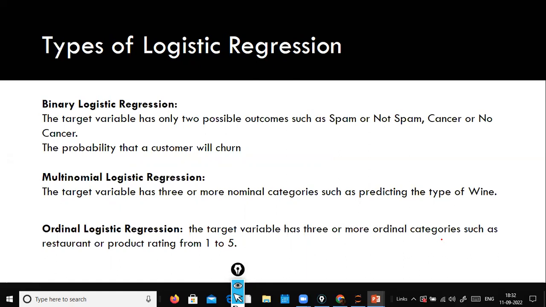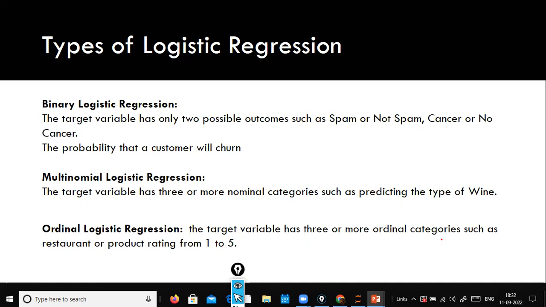Okay, for example, you want to predict the type of wine. Is it a red wine or the white one or some other thing? You have more than two categories. So that is what your multinomial logistic regression is. And the last one is the ordinal logistic regression.